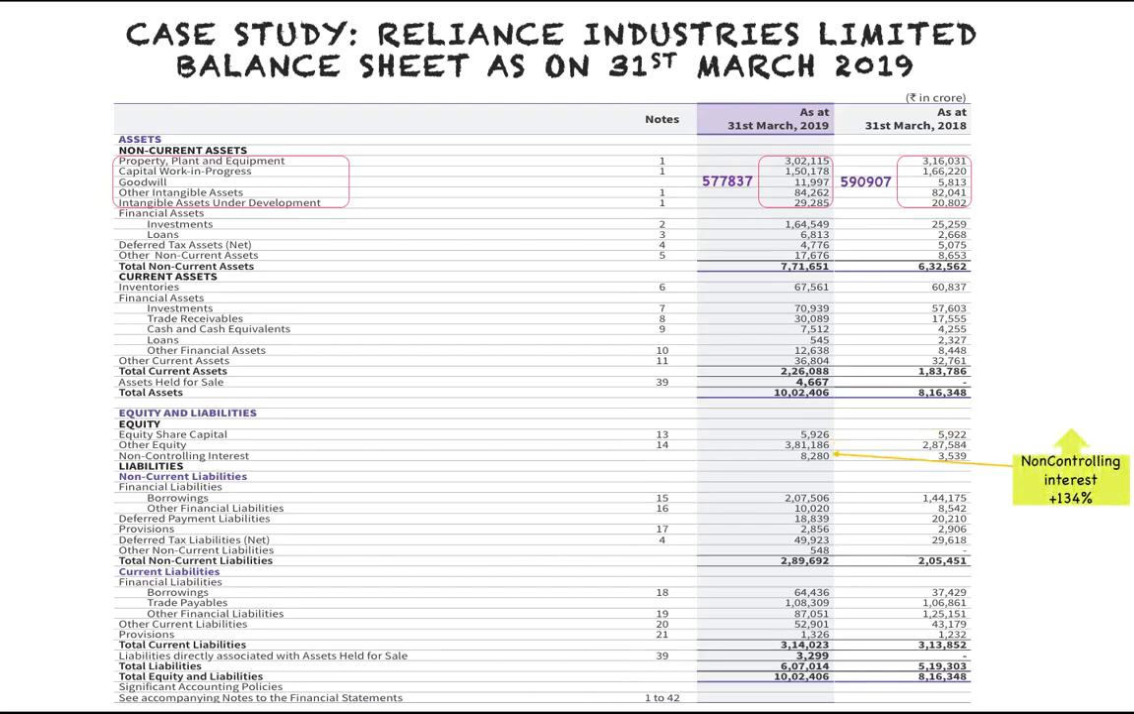Next one is the non-controlling interest, from 3,500 crore to 8,200 crore. That's up by more than 100%, 134% additional. It means some of the companies where the company does not have control or more than 50% stake are companies where the company has made additional investments. In fact, if you've seen in the P&L session, some of the companies where it had a controlling stake, now the company has a non-controlling stake because it has sold off those stakes.